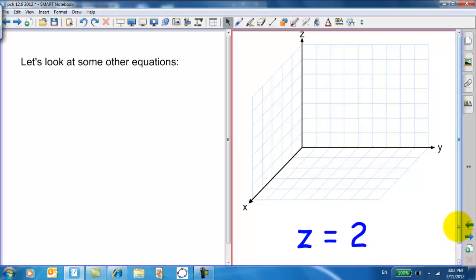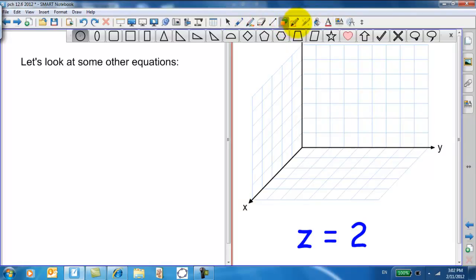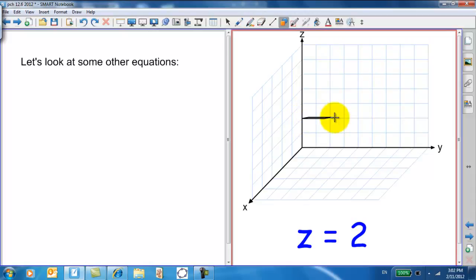What about z equals 2? Well, z equals 2 will actually end up being a parallelogram. And I happen to have a little handy parallelogram graph in here somewhere. There it is. Z equals 2. So I look at (0, 0, 2) on the z-axis, and I set my parallelogram like this, and I try and make it look like it's parallel to the xy plane. And now I can move this thing around.